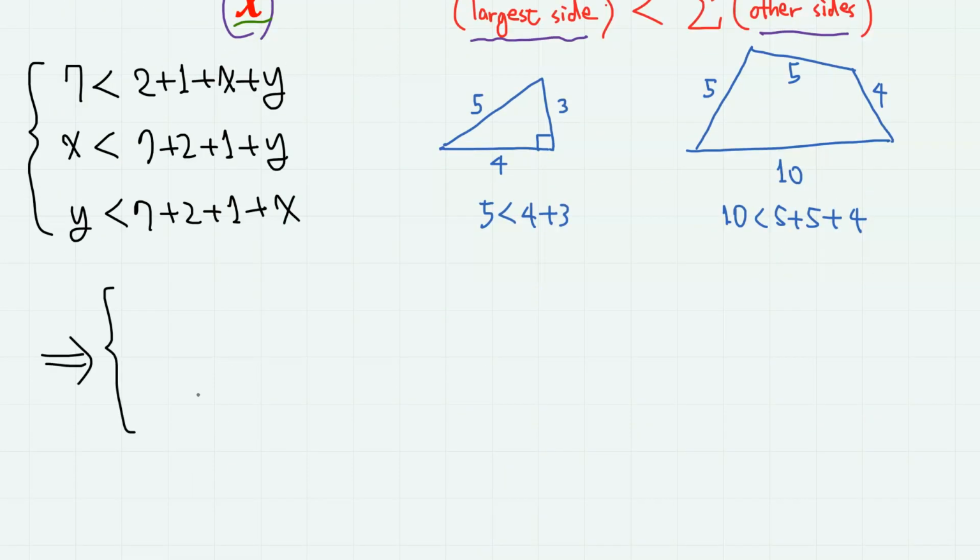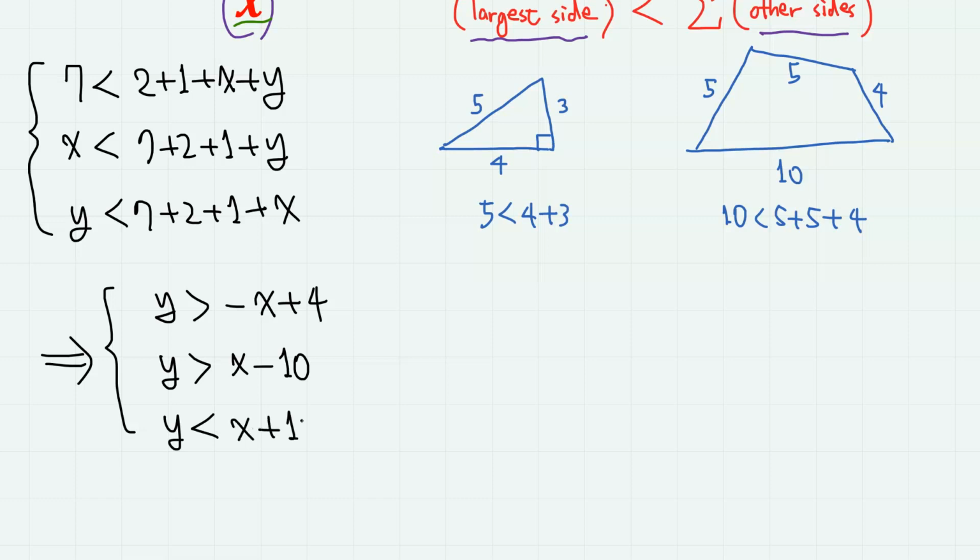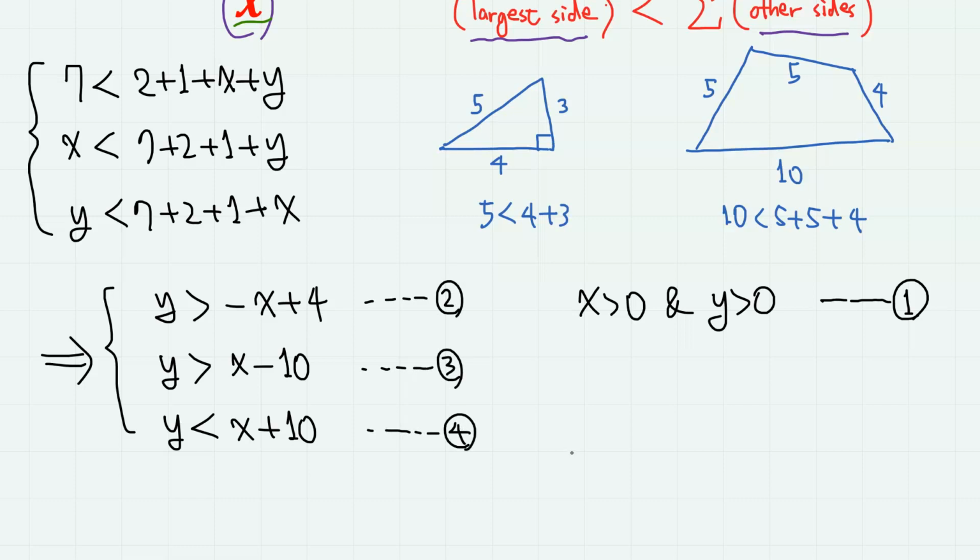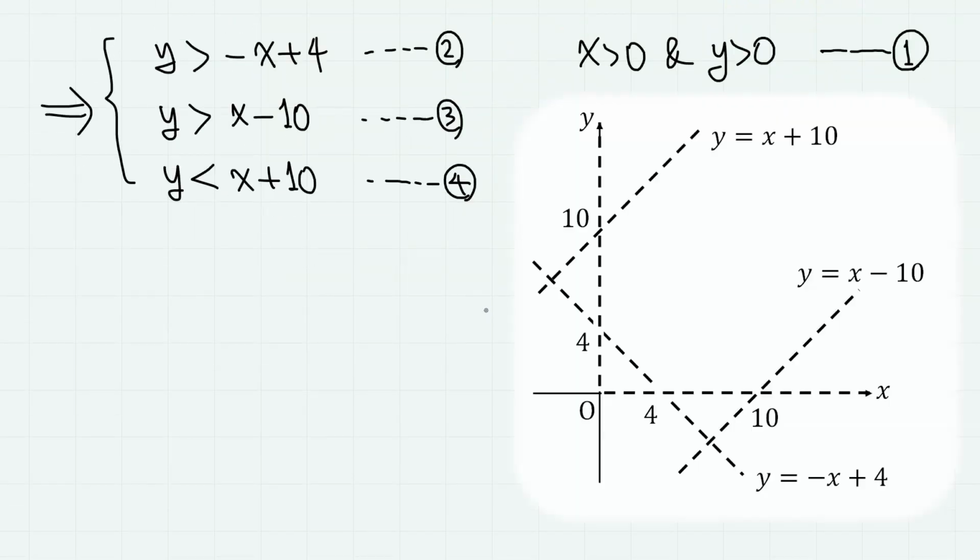Therefore, if we rearrange a bit, from the first inequality, we have y greater than minus x plus 4. From the second inequality, we have y greater than x minus 10. And from the third one, we have y less than x plus 10. So combined with this first condition, we have a total of 4 inequalities. And on the xy plane, their geometrical interpretation is like this.